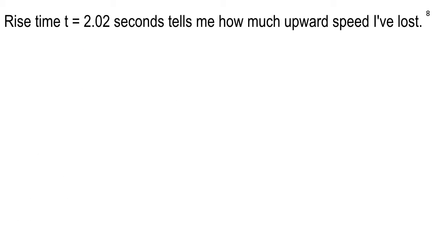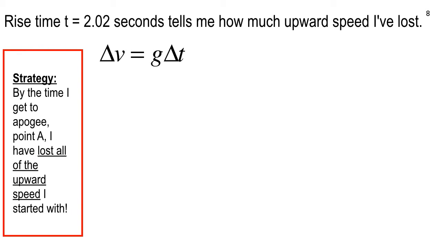Now, rise time tells me how much upward speed I've lost, because every second of motion upward, I'm losing 9.8 meters per second of speed. So in 2.02 seconds, I've lost about 9.8 times 2, that's 19.6. That tells me how much I've lost. So our strategy is to use the delta V formula for this acceleration. And in this one, Anastasia, yes, we're going to use negative 9.8.